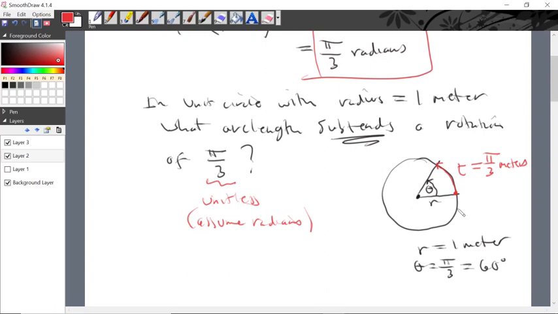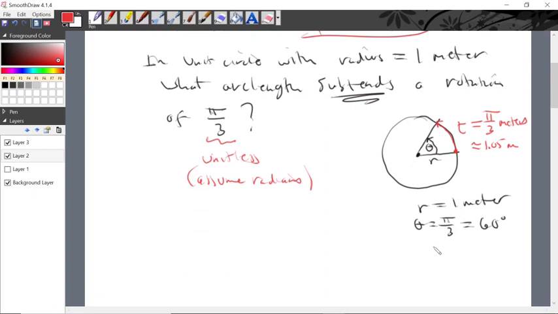Now, what is pi over 3 as a real number? If we write it as a decimal, we'll do an approximation here. So pi over 3 is approximately 1.05. So it's saying that this object traveled about 1.05 meters in distance along this path, as being associated to an angle, a rotation of approximately 1.05 radians of rotation. Right?